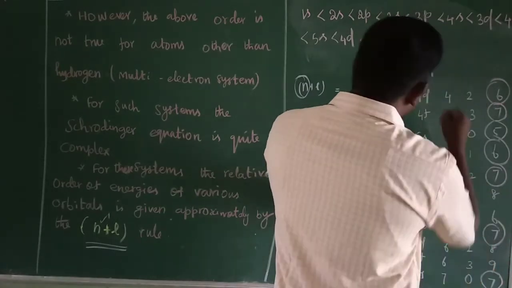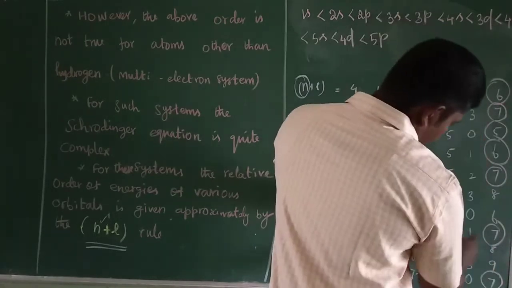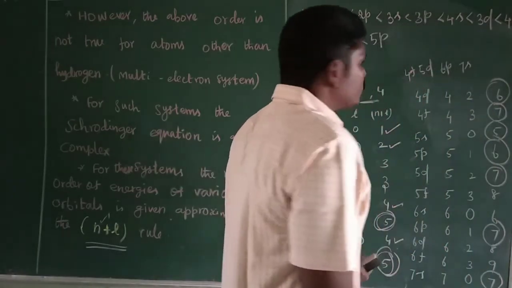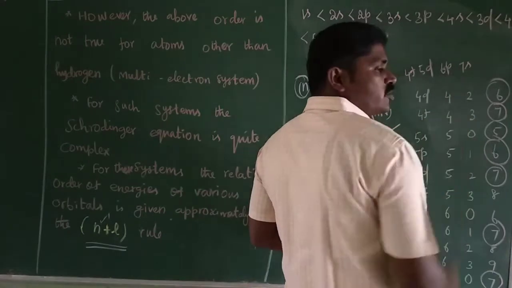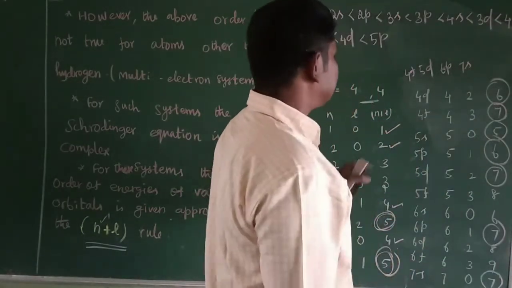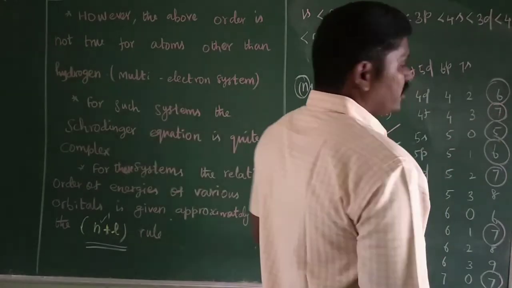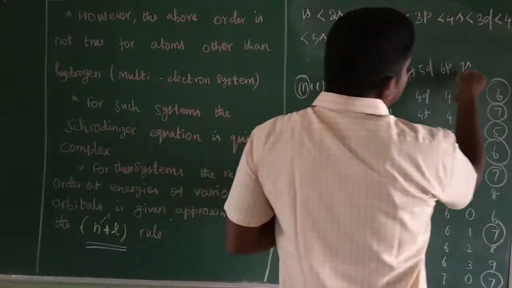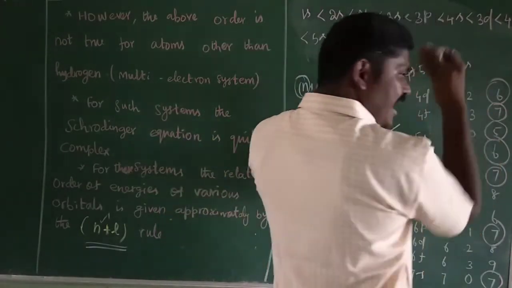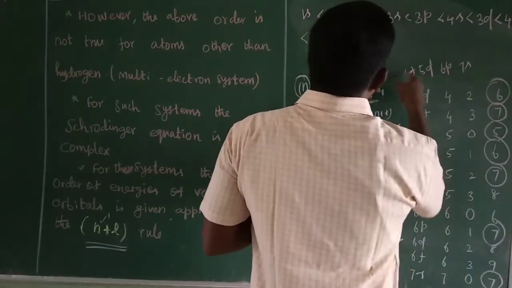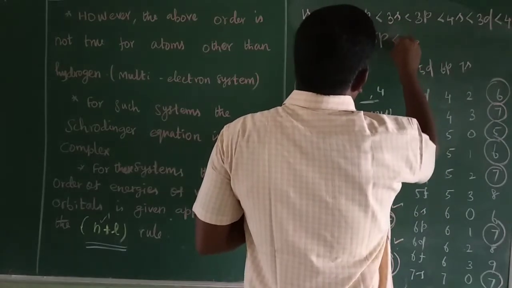Next 6p, and next 7s. Okay, so 1, 2, 3, 4: four orbitals have the same n plus l value, 7. Among these, the one with the least n value has the least energy. So 4, 5, 6, 7. Next, 4f.